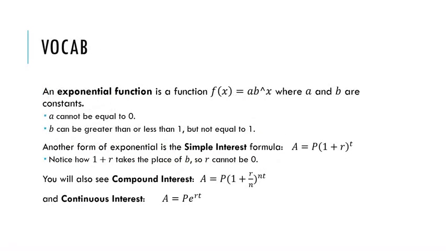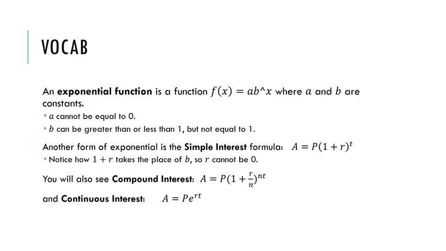Vocab. An exponential function is a function of f of x equals a times b raised to the x power. This is like this, a b to the x power, where a and b are constants. A cannot be equal to 0, but b can be greater than or less than 1, but not equal to 0. This is important. Because a times b, if b was 0, a times 0 is just 0, right? So we've got to change that.